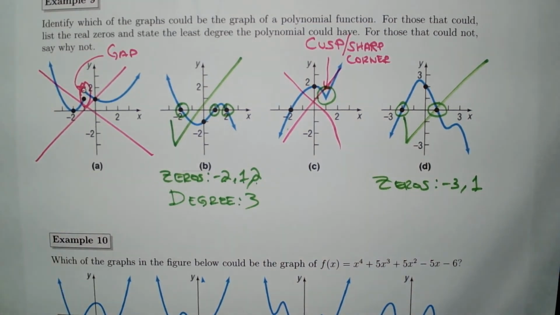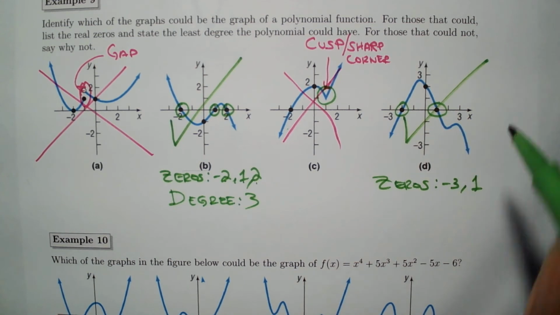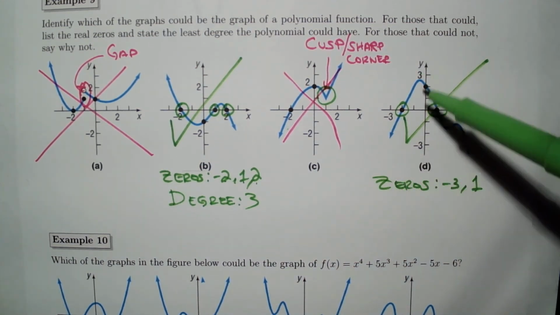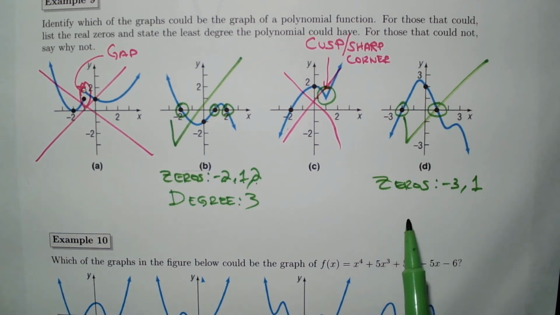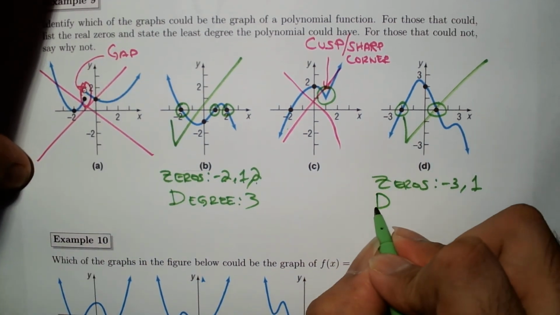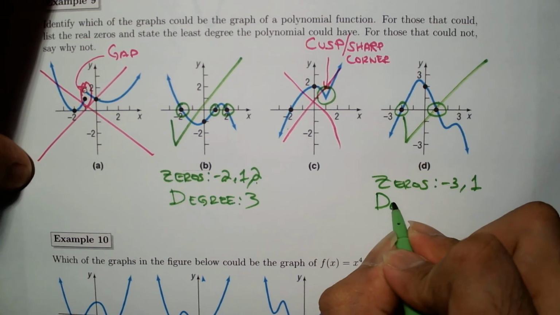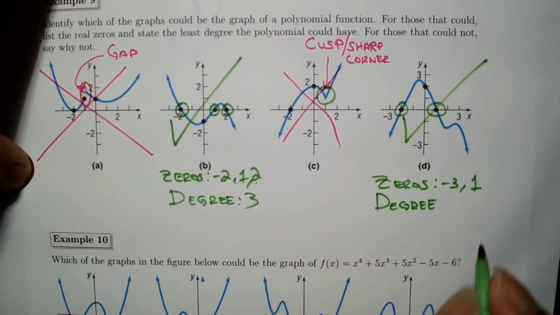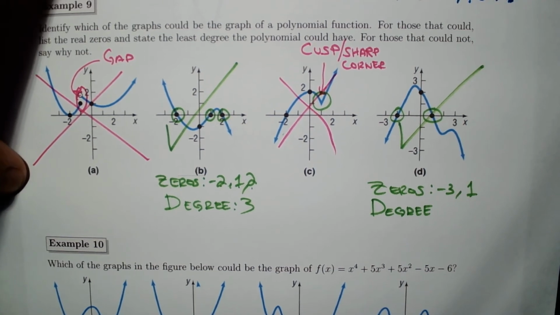For this last one, we need to be very careful because we have 2 zeros. So you may think, well, that might be a parabola, but look at the graph. The graph doesn't have the shape of a parabola. In fact, it looks weird. So in this case, we cannot say that the degree is 2 because the zeros are 2. So we need to look at this graph more closely.